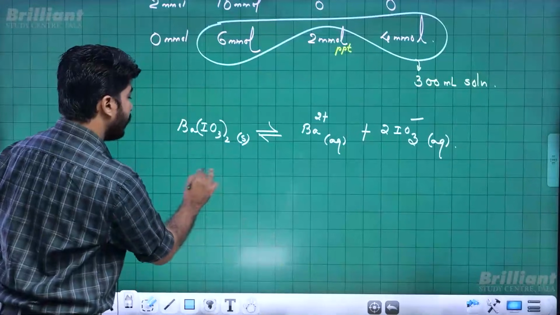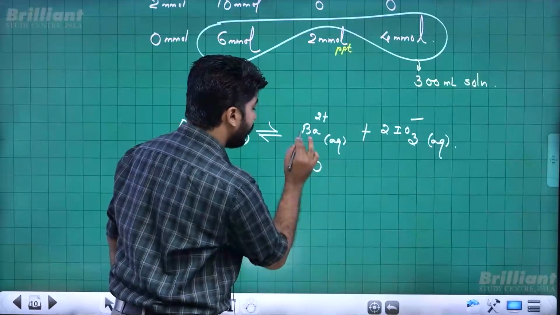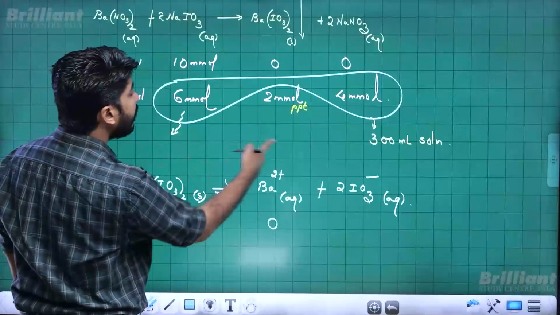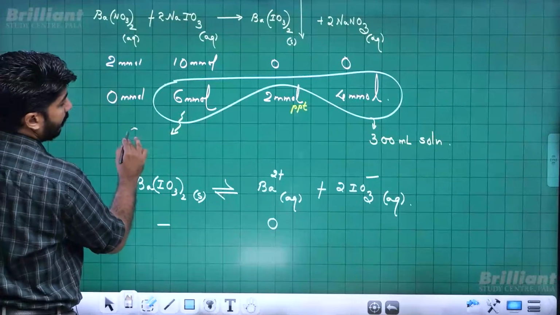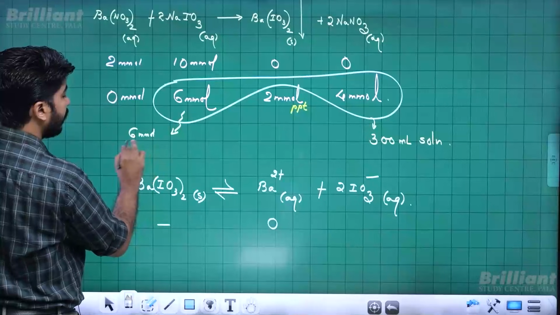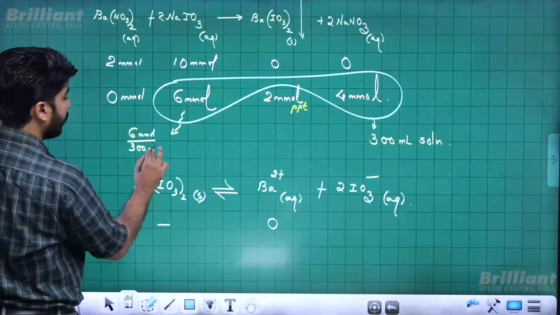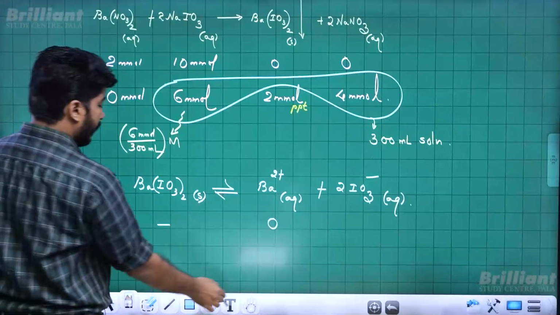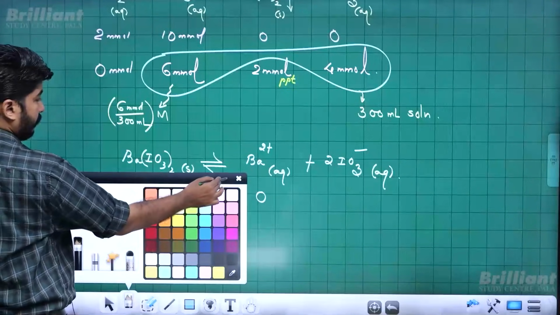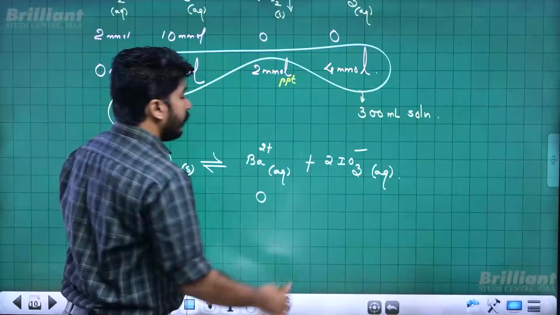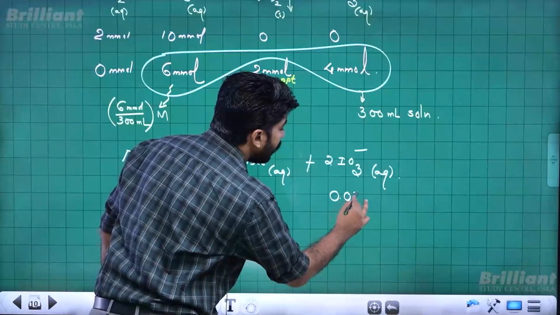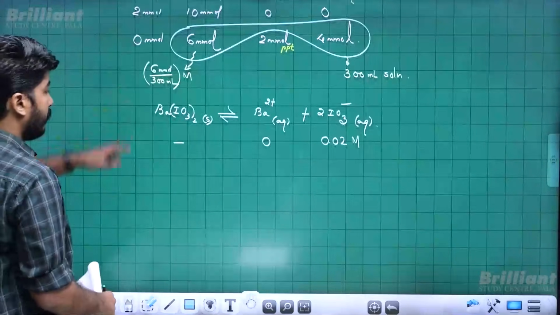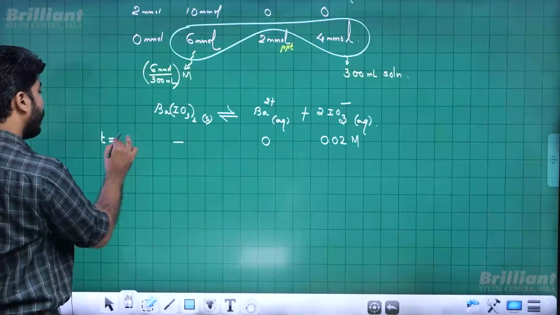So, initially we had no barium ions in the medium. What is the concentration of sodium iodate in the final solution? 6 millimole divided by 300 milliliter. Okay, so this is the molarity, 6 by 300. So, initially we had 0.02 molar of iodate ion in the taken solution. So, that is time t equal to 0.